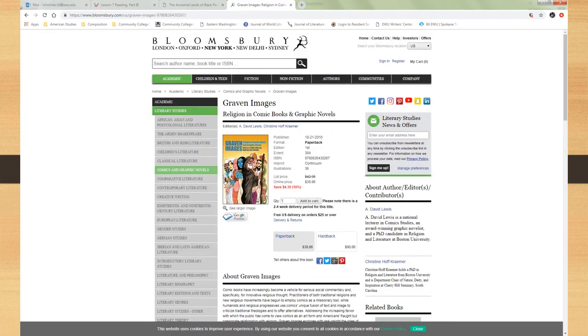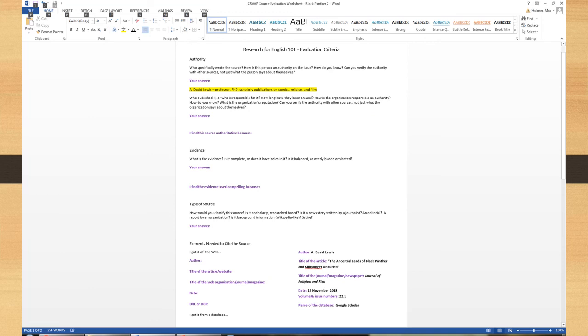I'm even going to go one step further and look up one of the books. So I'm not just going to the author now, I'm going to the publisher, Bloomsbury, which is an academic press. And one of his books, he's written on comic books and graphic novels and religion, is called Graven Images. And so this is indeed a real book published by an academic press that he wrote. So I've looked in 3 places now, confirmed he's a legitimate scholar in 3 places, so he must truly be a legitimate scholar. I think that's enough to conclude. Say yes, he's a professor with a PhD, scholarly publications on comics, religion, and film. All right, we're good to go.